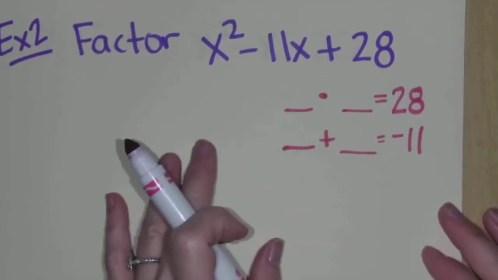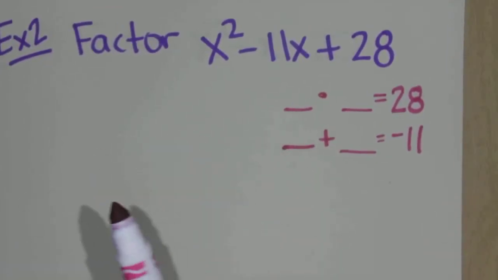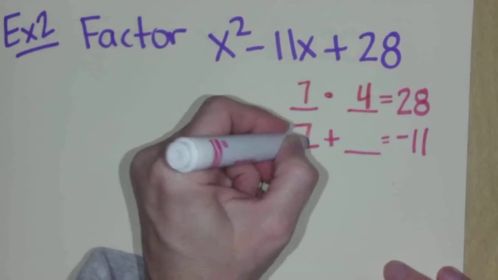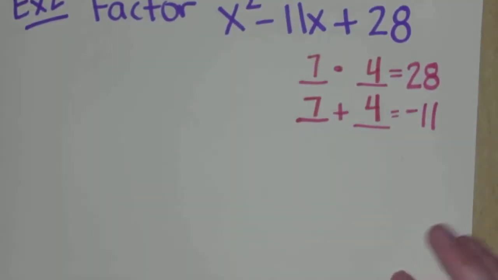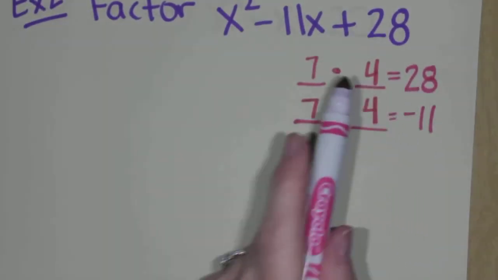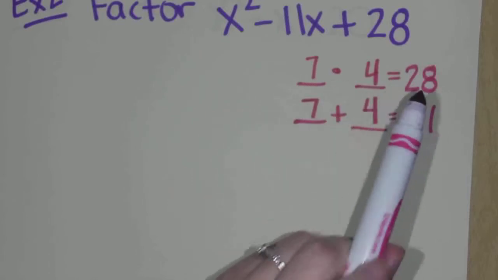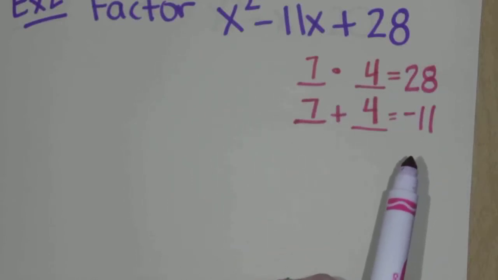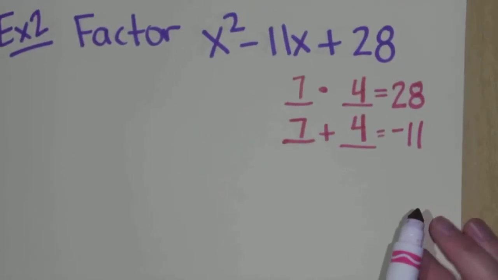If you've thought about it, then I would think you're probably doing something with a 7 and a 4. The problem with a positive 7 and a positive 4 is that 7 times 4 is 28, indeed, but 7 plus 4 would give me positive 11. So we have to tweak the signs a little bit.